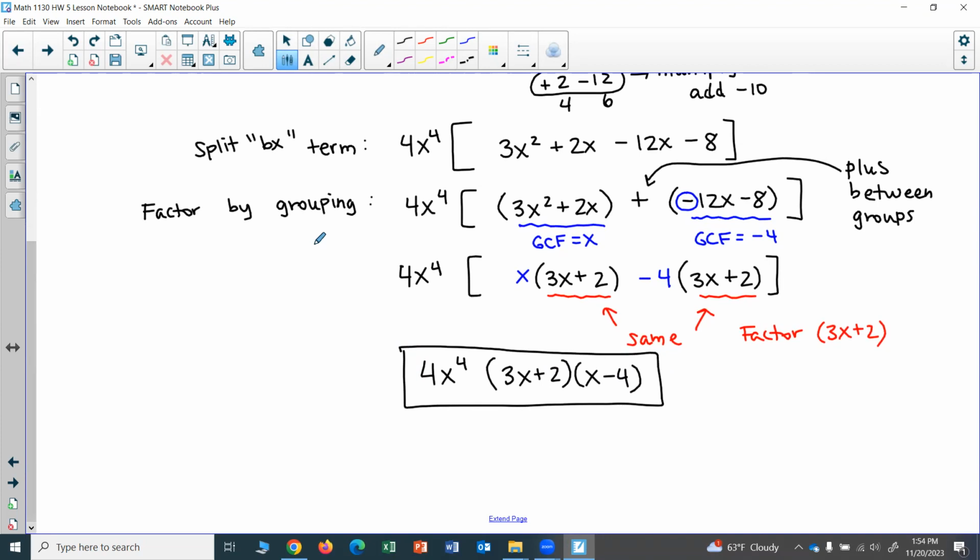Now, if you wanted to check your answer, you would multiply it out. You'd FOIL the quadratic first, and then you would distribute the 4x to the 4th. So remember your steps. Factor out the GCF first. Then you look at whether you need to use difference of squares, perfect square trinomial, x squared plus bx plus c, the AC method, or factoring by grouping.